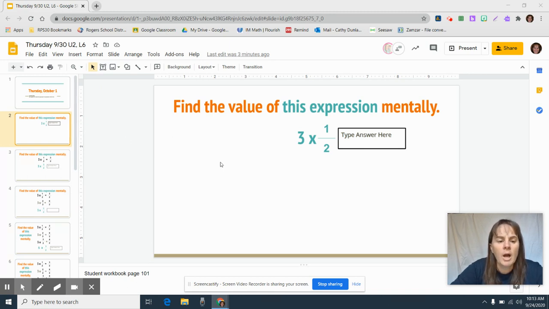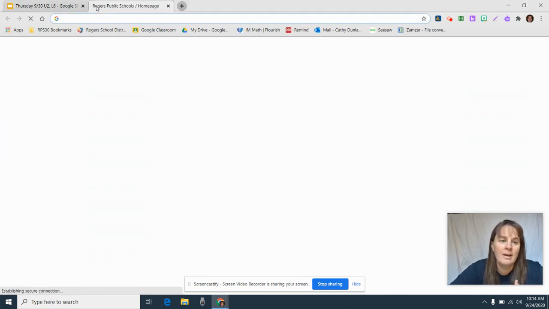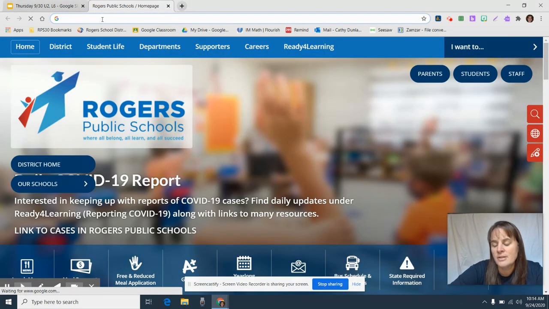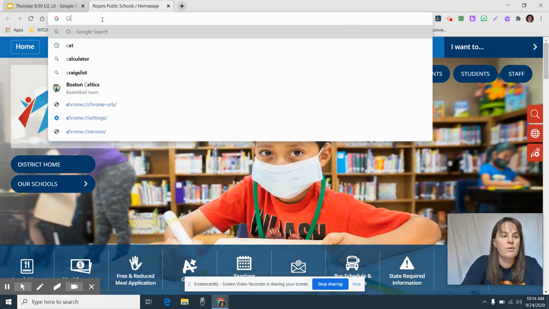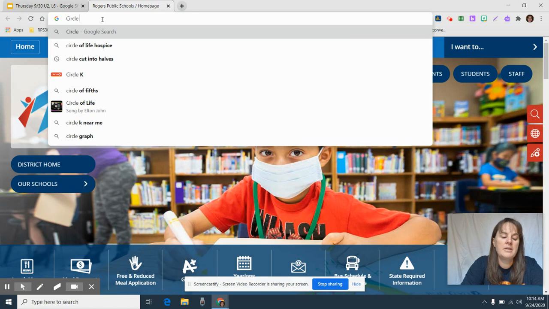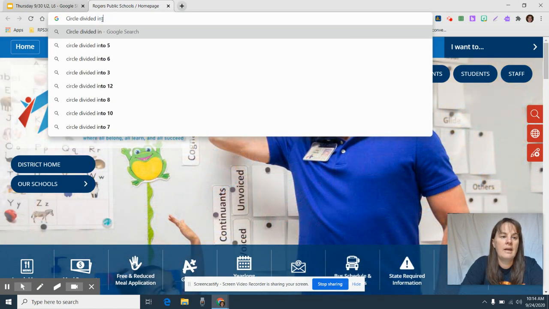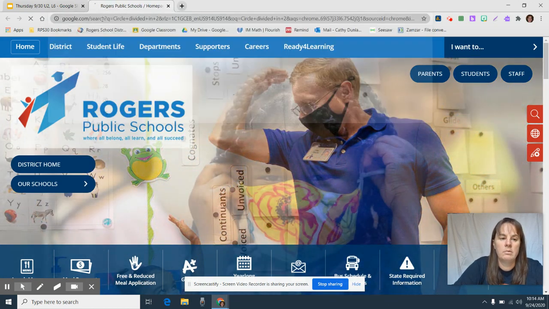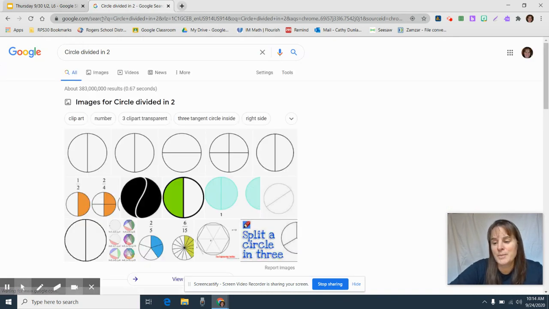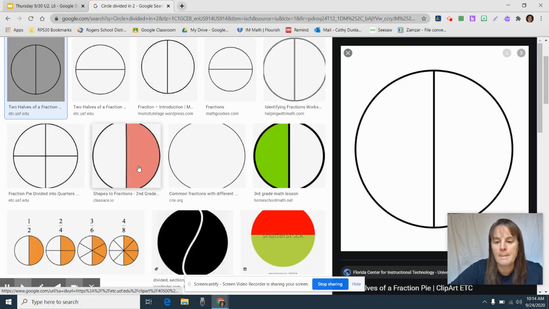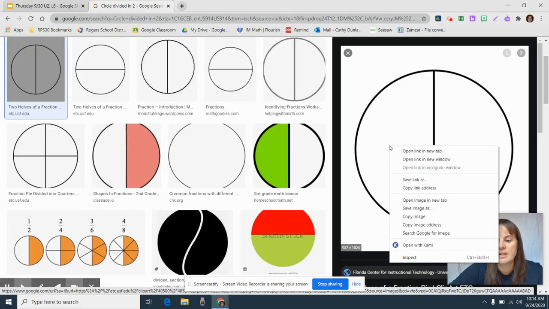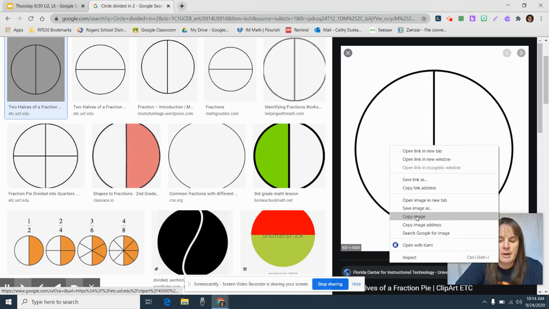I'm going to go up here to this plus sign and open a new tab. I need visual representations of 1/2. I said pizza, so I'm going to type in a circle divided in 2. And look at all these pictures I get of a circle divided in 2. I'm going to click on this first one, click, and do copy image. There might be an easier way to do this, but this is how I do it.